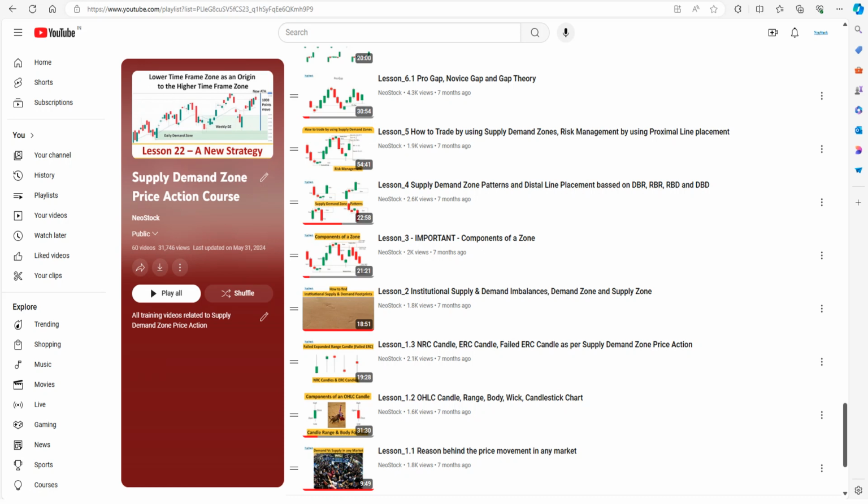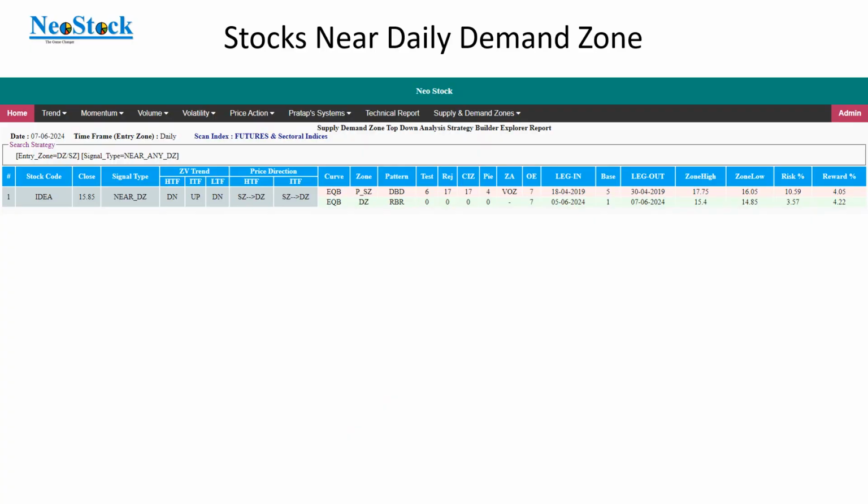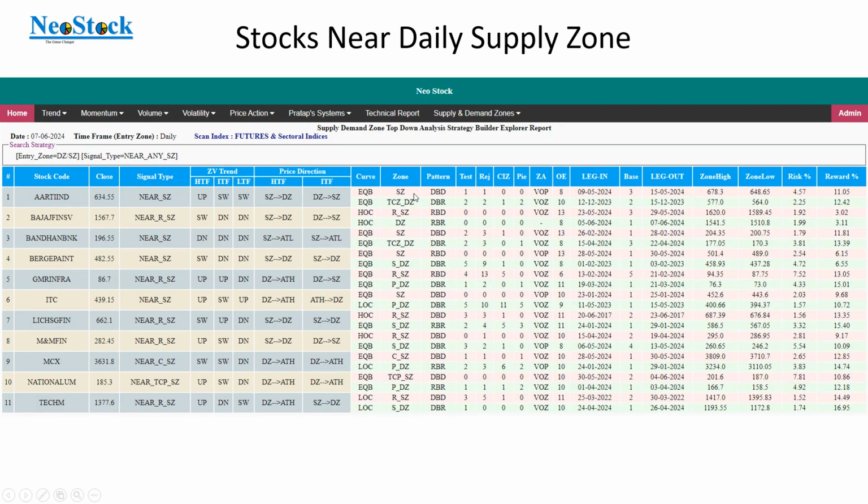Now let's get into the analysis discussion. So how many high liquidity zones we identified on daily and 75 minutes time frame, that we need to find first. In daily time frame, we didn't have any high liquidity demand zones. But in daily time frame, we have several high liquidity supply zones.